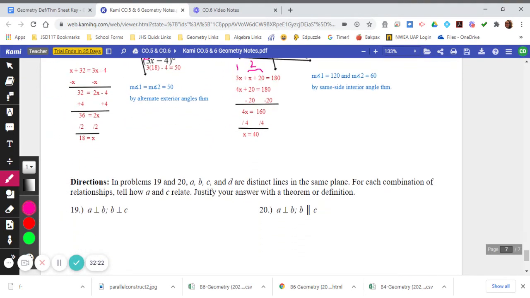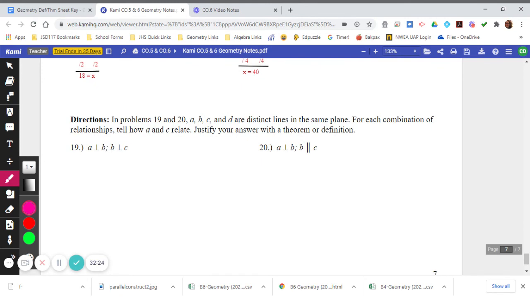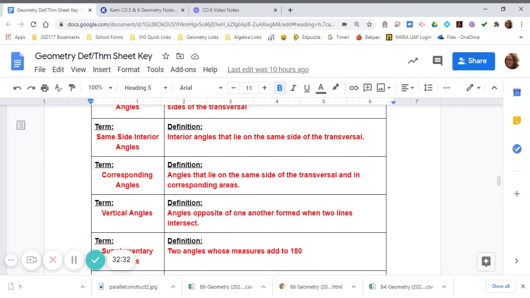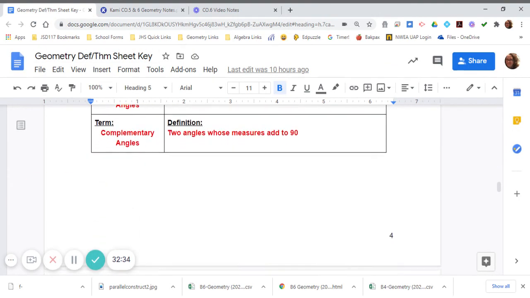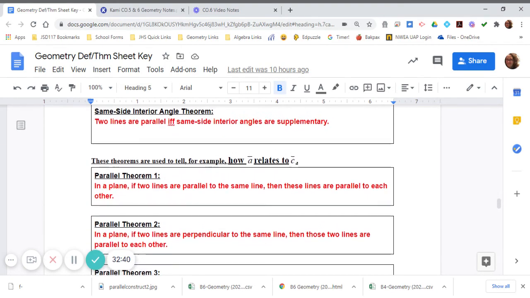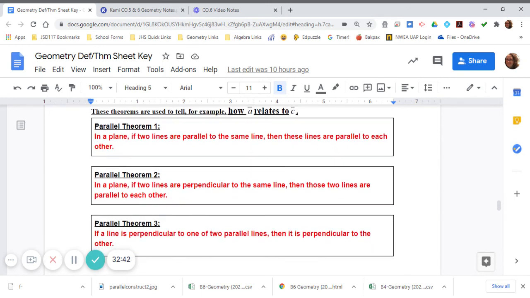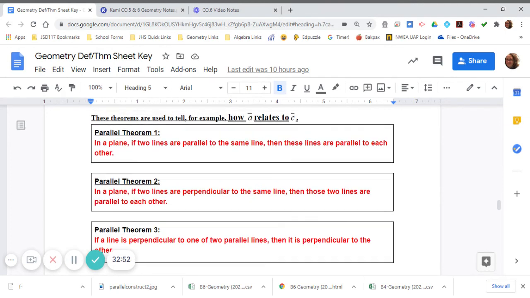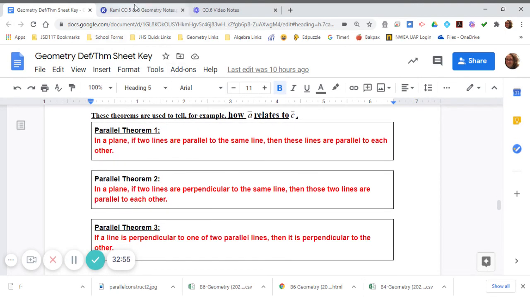So the last thing that I'm going to go over today is these questions 19 and 20. Now, I gave you on your definition and theorem sheet some parallel line theorems. And that's what we're going to be using to tell how does A relate to C. So how does line A relate to line C? I don't know where my arrows went. They disappeared when I uploaded this to Google.